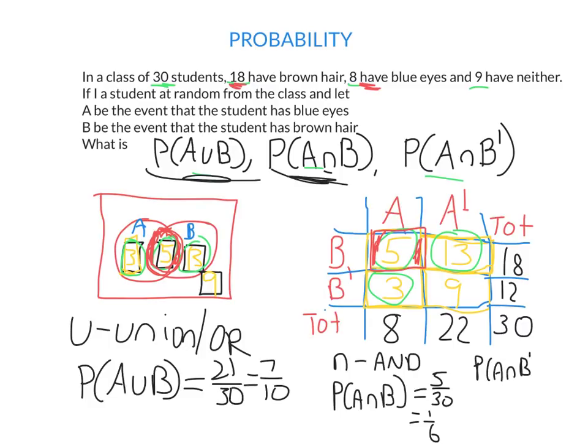Another way to say that is probability A only, the probability they have blue eyes but not brown hair. So A only, we're looking here. These are the students who are in A. They're in the A circle, but not in the B circle. So there are 3 of those out of 30, and we can simplify that to 1 over 10. How easy is that? Now we turn our attention to tree diagrams.